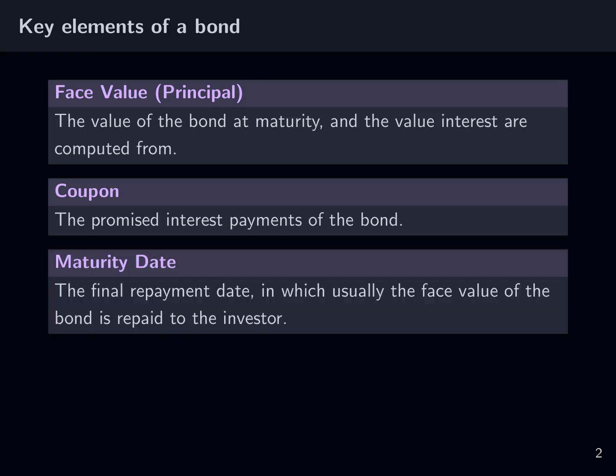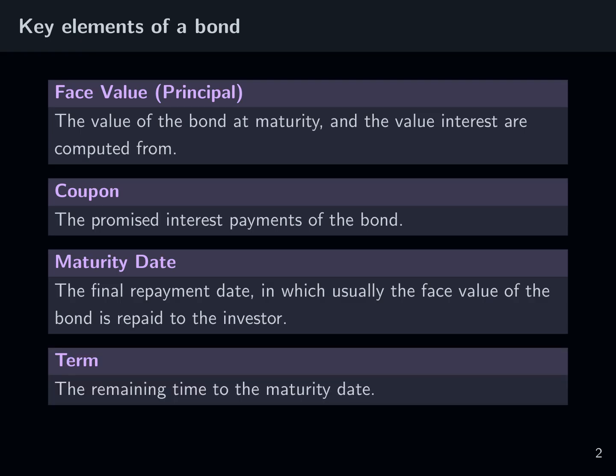The maturity date is the point in time when the bond's principal is repaid to the investor. It marks the end of the bond's life and the conclusion of any coupon payments, assuming all terms have been met. The term refers to the amount of time remaining until the bond reaches its maturity date. It can influence the bond's price, yield, and risk profile, with longer terms typically carrying more interest rate risk.